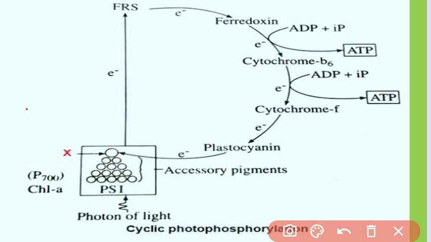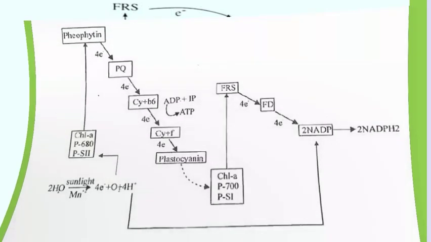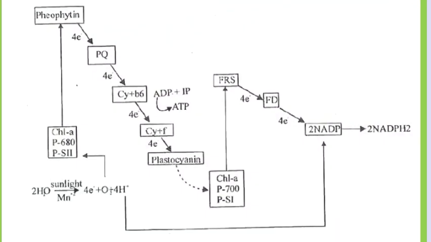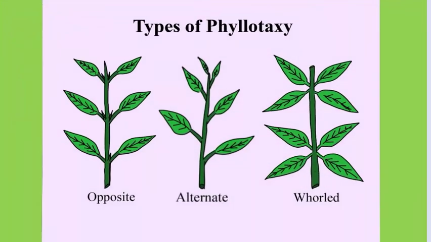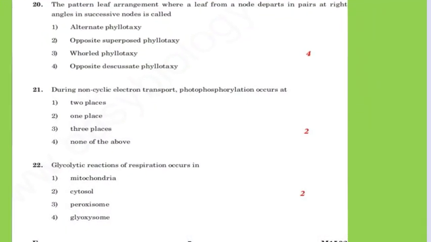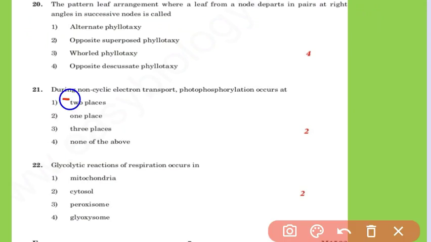But in case of non-cyclic, at one stage there is an ATP formation. So the question is asked on this. The question is asked on non-cyclic electron transport, photophosphorylation occurs at one place, cytochrome B6 to cytochrome F.